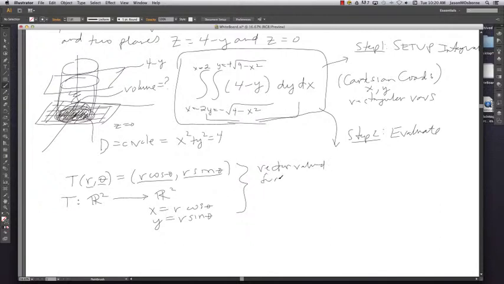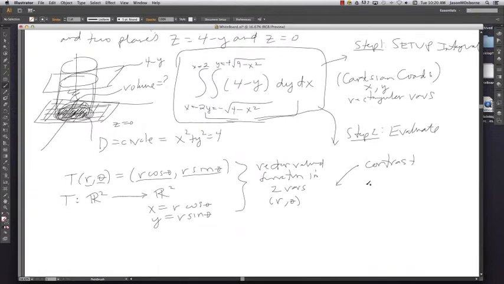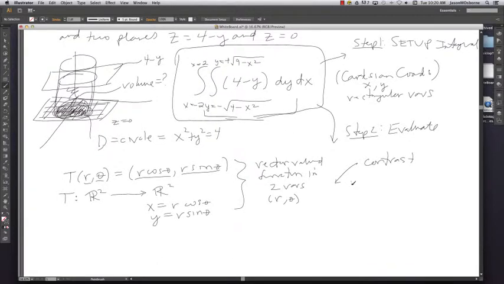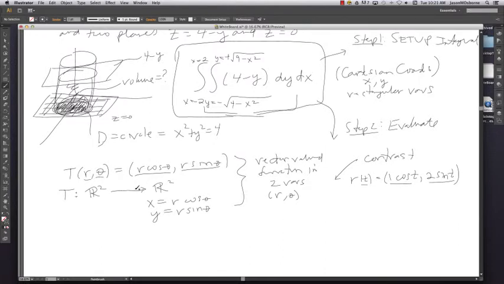So this is an example of a vector valued function in two variables. And our two variables are r and theta. You should contrast this with our parametric curves, where r of t was like cosine of t, sine of t. That was a 2D vector valued function in one variable. The transformation we were talking about here is a 2D vector valued function in two variables.